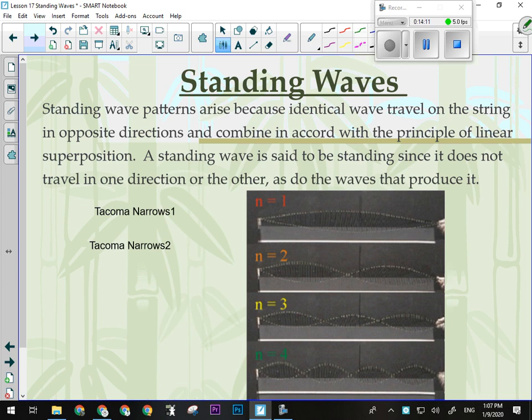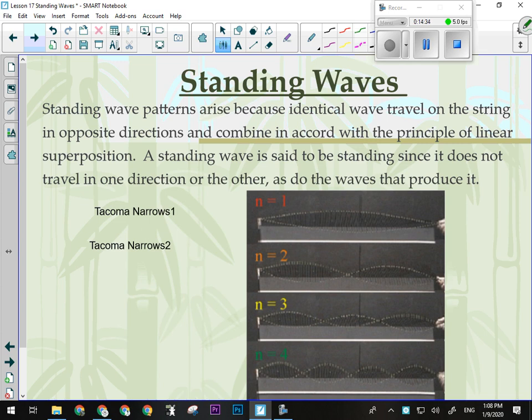And then reflect off that end and go back. Meanwhile, the wind keeps putting more and more wave energy into the bridge. So the amplitude of those oscillations got bigger and bigger and bigger until the bridge couldn't take it anymore and it collapsed. What we do now is we actually design bridges so that the tension on both sides of the bridge is different.